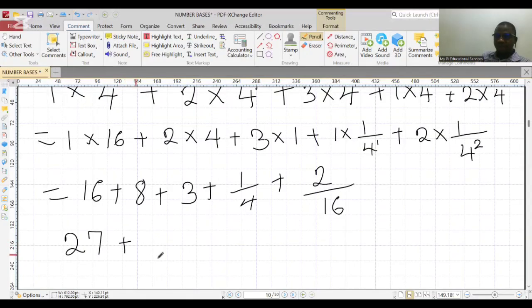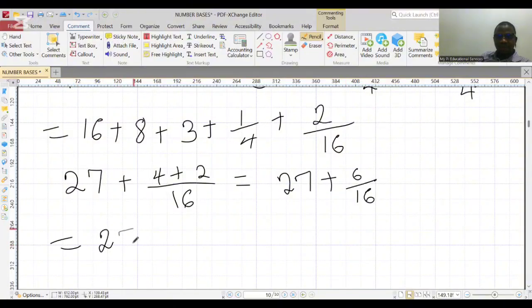Then plus, so when you add this fraction, the LCM is 16. 16 divided by 4 will give you 4. Then 4 times 1 will be 4. Plus 16 divided by 16 is 1. Then 1 times 2 is 2. And finally, we have 27 plus 6 out of 16.